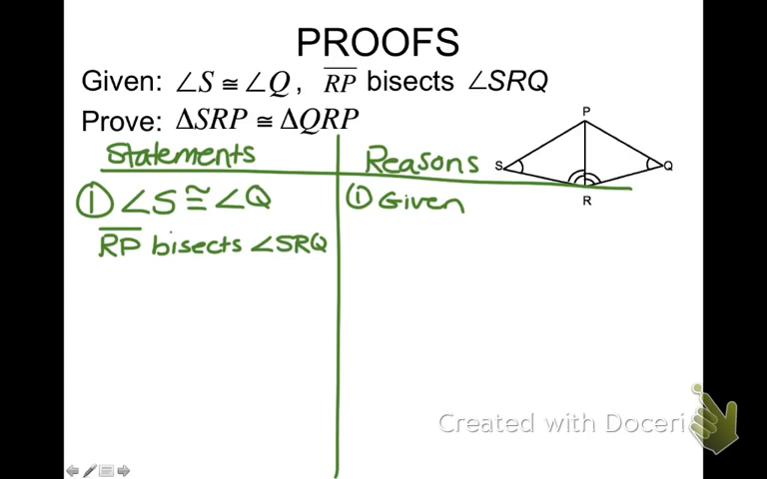All right, so first thing I would do is mark up the diagram with the given. Angle S is congruent to angle Q. Well, they already put the congruent symbols in there for us. That was nice. Do I have vertical angles? No. Do I have a reflexive property? Yes. What would my reflexive property be?